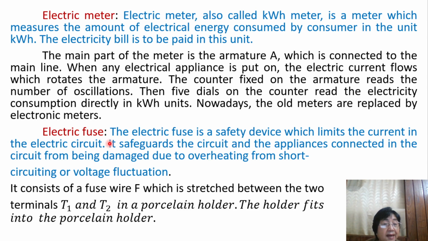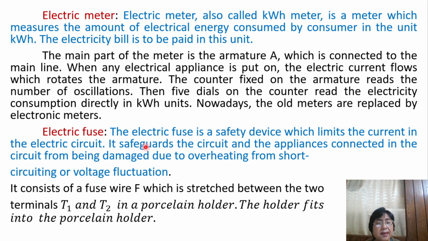Alright. Secondly, why is it a safety device? Because it safeguards the circuit and the appliances connected in the circuit from being damaged due to overheating from short circuiting or voltage fluctuation. Okay, please listen to this. It safeguards the circuit and the appliances connected in this particular connection where we have the electric fuse, okay? Usually before any appliance or the circuit, we have the electric fuse.